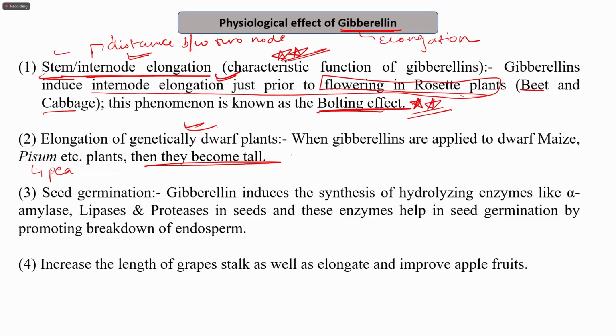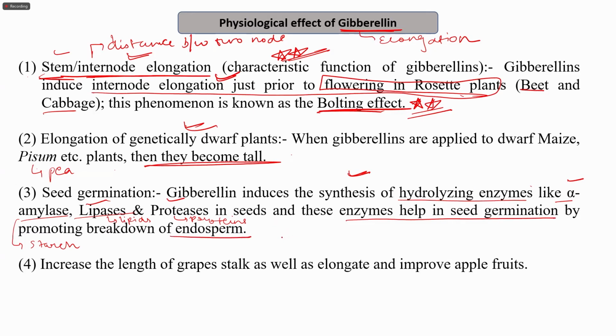How is it playing an important role in seed germination? It induces the synthesis of hydrolyzing enzymes like alpha amylase that acts on the starch, lipase that acts on the lipids, and proteases that act on the proteins. These enzymes help in seed germination by promoting the breakdown of endosperm.